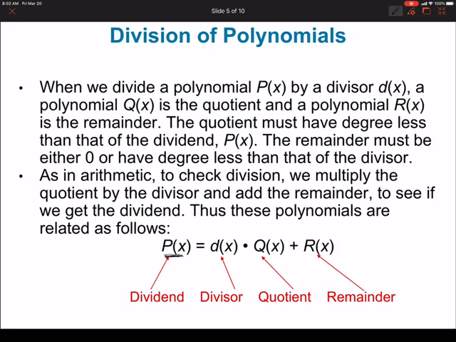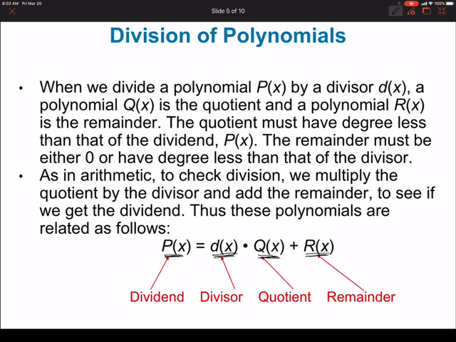So you can see here, we've got our polynomial that we're dividing into. We'll call that P of X, abbreviated. That's our dividend. And of course, what we divide by, our divisor polynomial, we'll call that D of X. And our answer, our quotient polynomial, we'll call Q of X. And whatever we have left over after dividing, our remainder, we'll call that polynomial R of X.